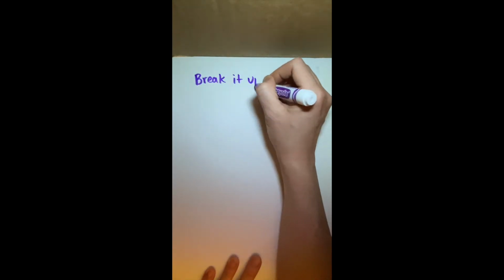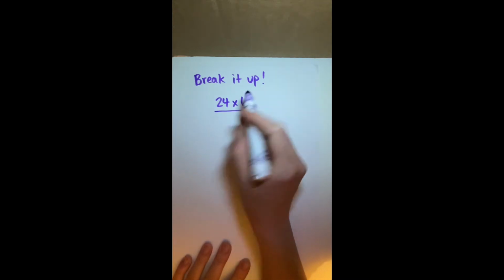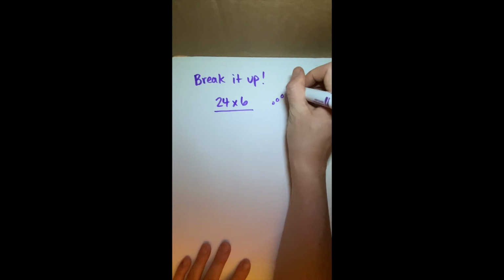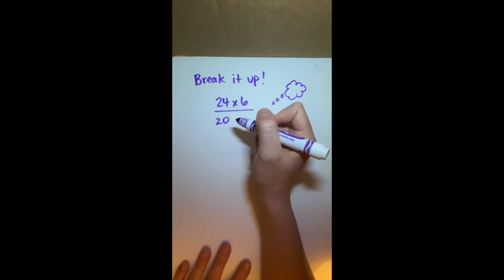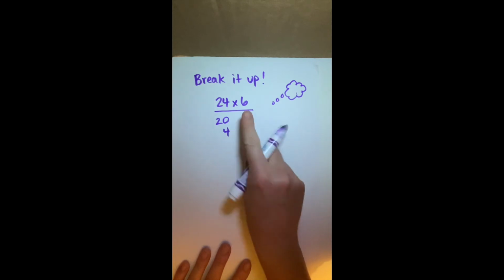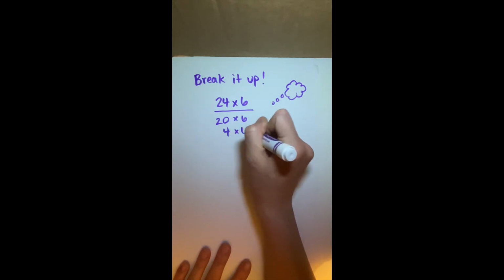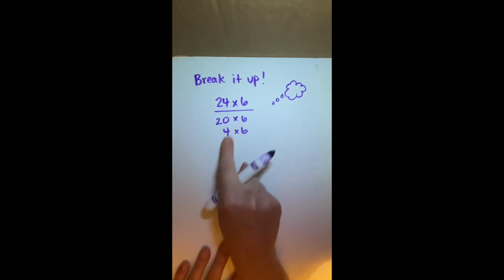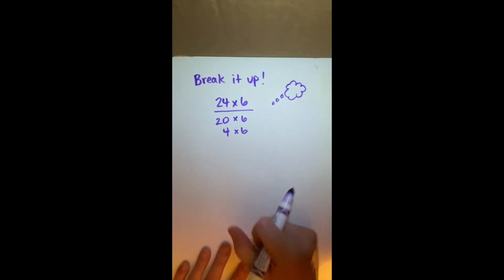The next strategy I want to show you is called break it up. Again, we're doing 24 times 6. The important thing about this strategy is you break up a number that might be a little bit tricky into smaller pieces so you can do it in your head. For this one, I would break up the 24 because that's the harder number for me. I'm going to keep the other number the same. Essentially what I'm doing is breaking up 24 times 6 into 20 times 6 and 4 times 6. So smaller chunks that add up to the same thing.